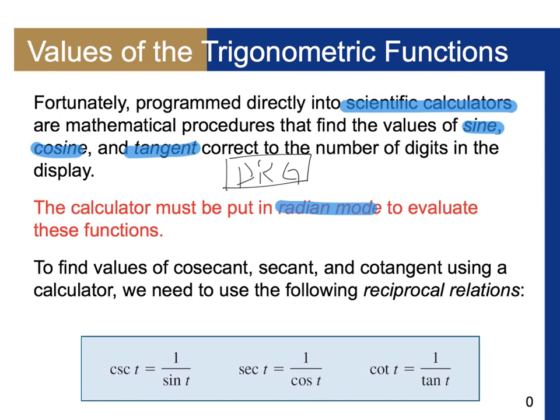Okay. Now, when we're trying to find the other trig functions, we have to use the reciprocal identities. So remember, cosecant is 1 over sine, right? Secant is 1 over cosine. And cotangent is 1 over tangent. So to find these, we're going to use our reciprocal relations in a calculator because generally you only have the three, sine, cosine, and tangent, in your calculator. So if you want to find cosecant, secant, and cotangent, just take the reciprocals of sine, cosine, and tangent respectively.